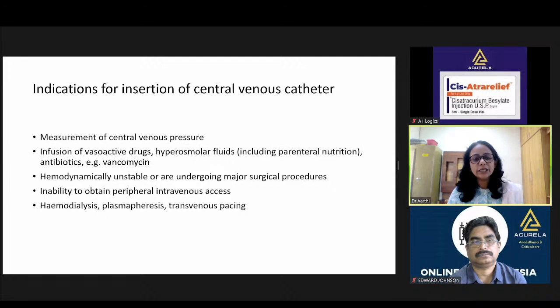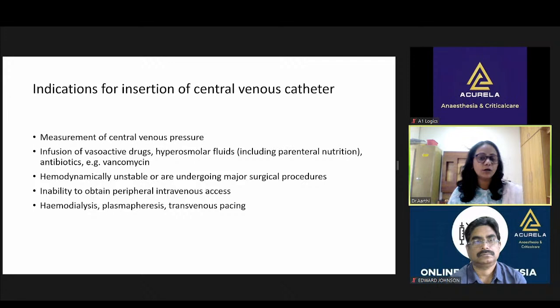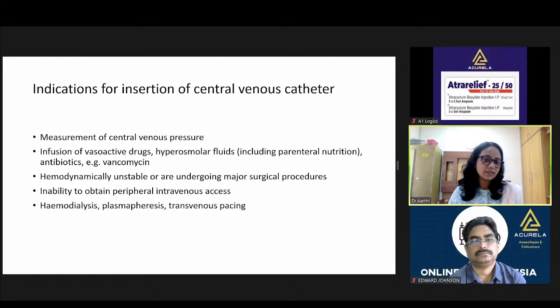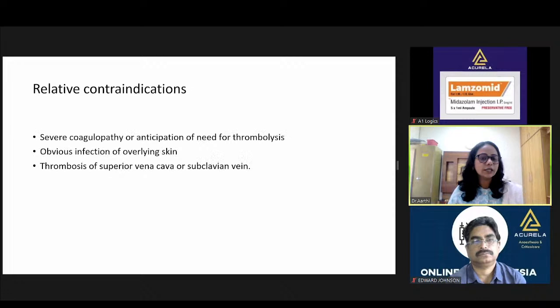So what are the indications of central venous catheter insertion? It is used to measure the central venous pressures, for infusions of vasoactive drugs, in patients who are hemodynamically unstable and undergoing major surgical procedures, when unable to obtain peripheral vascular access, and for hemodialysis, plasma exchange, and transvenous pacing. Relative contraindications would be severe coagulopathy, anticipated thrombolytic therapy, infection of the overlying site, and thrombosis of the superior vena cava or the subclavian vein.